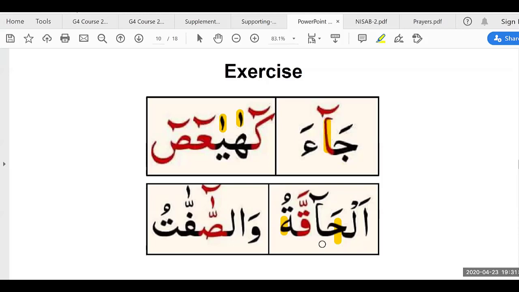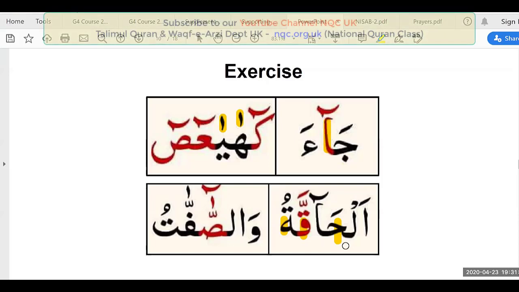Al-haqqa. Okay, and the sound of qaf is also thick. Okay. Al-haqqa. Al-haqqa. Okay, it's fine. So inshallah it will get better. Last word.